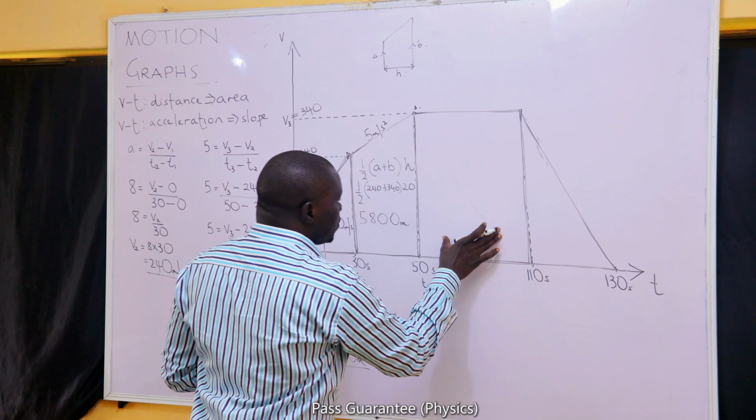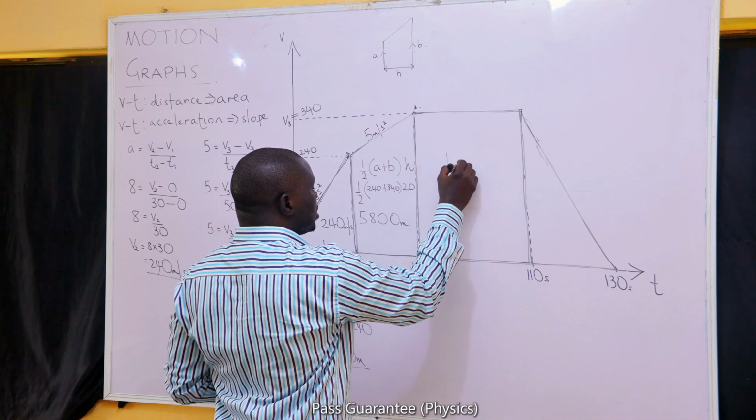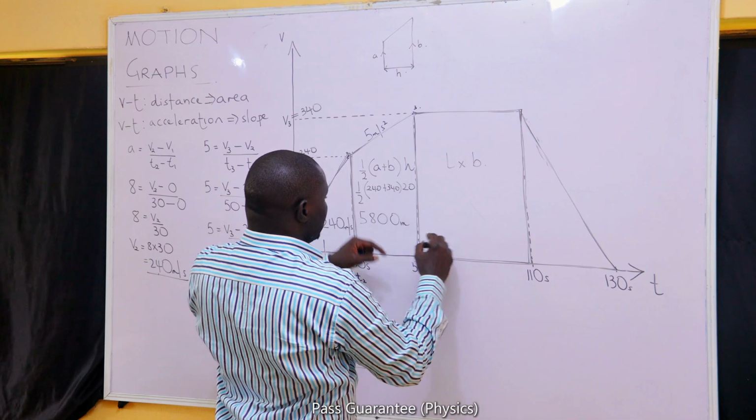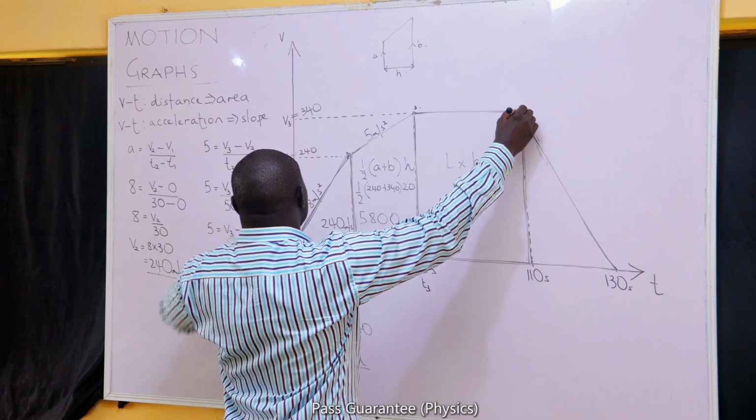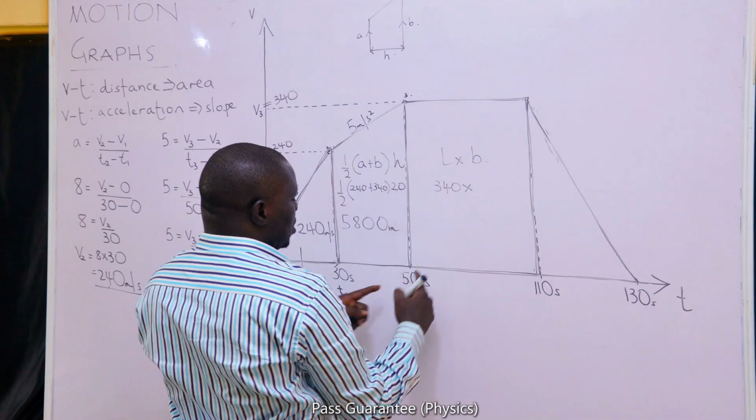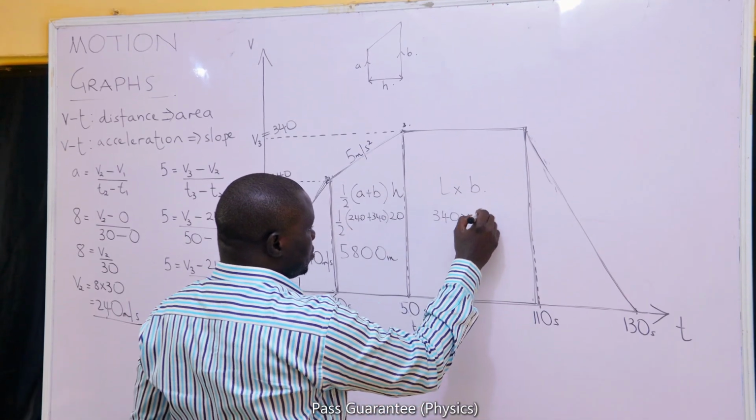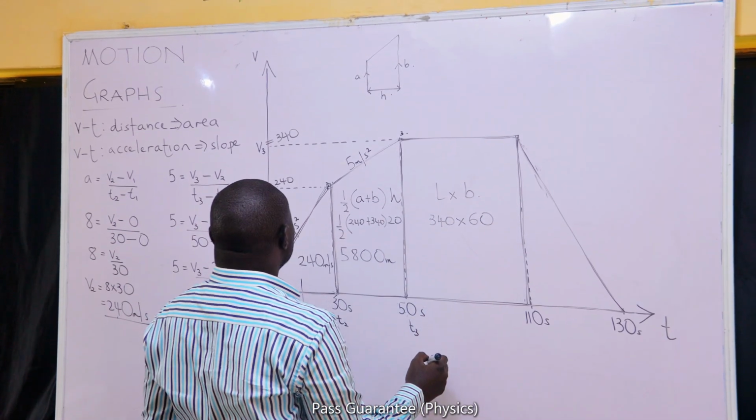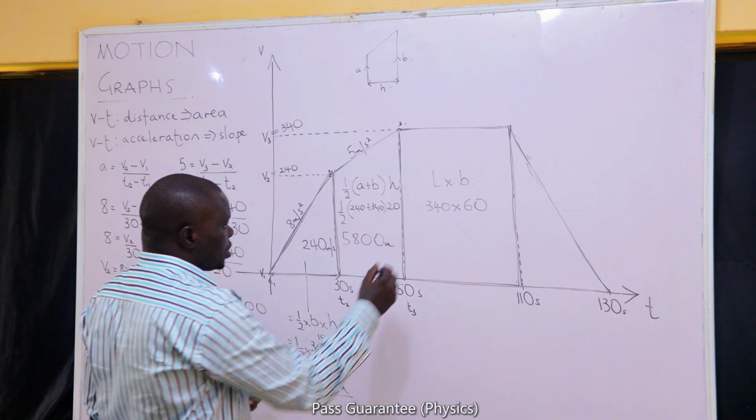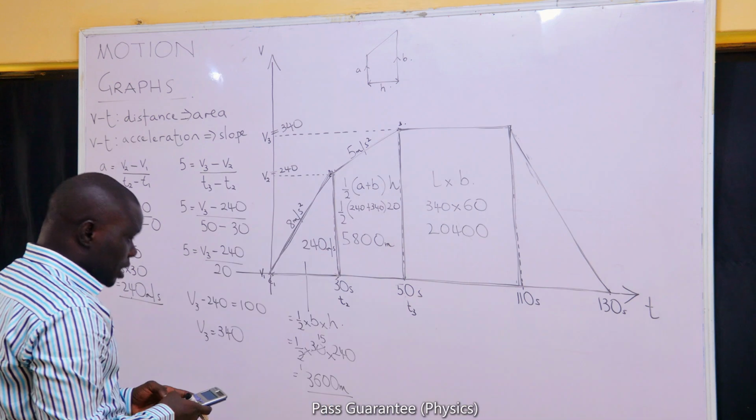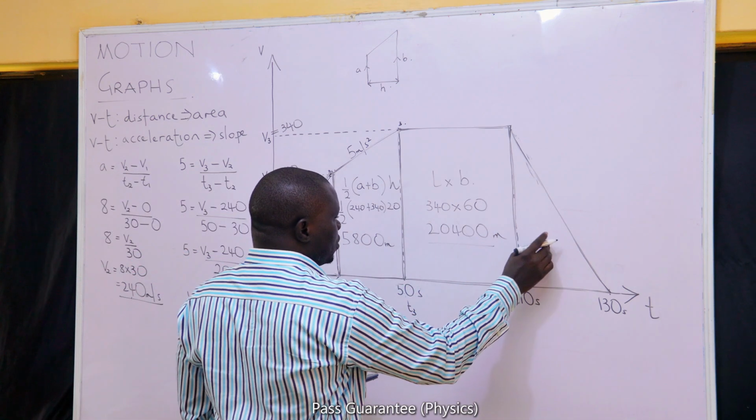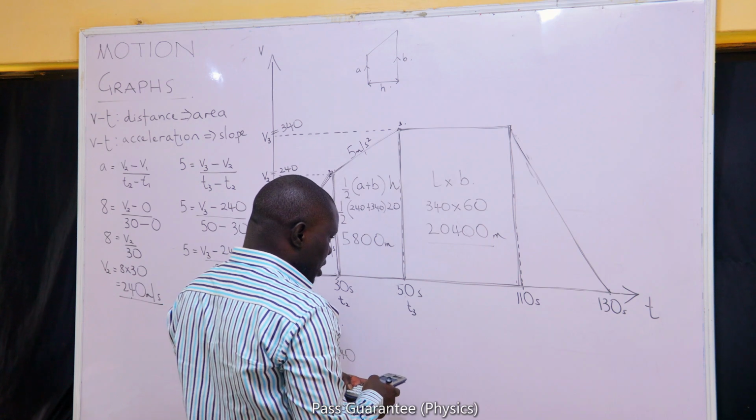Now this is a rectangle, very easy. The formula for finding the area of a rectangle is length times breadth. Our length is from here to here, which is 340. Our breadth is from here to here, which is 60. If we do that, we should have 20,400. Then, for the other part, we are going to have this, and that is 110.